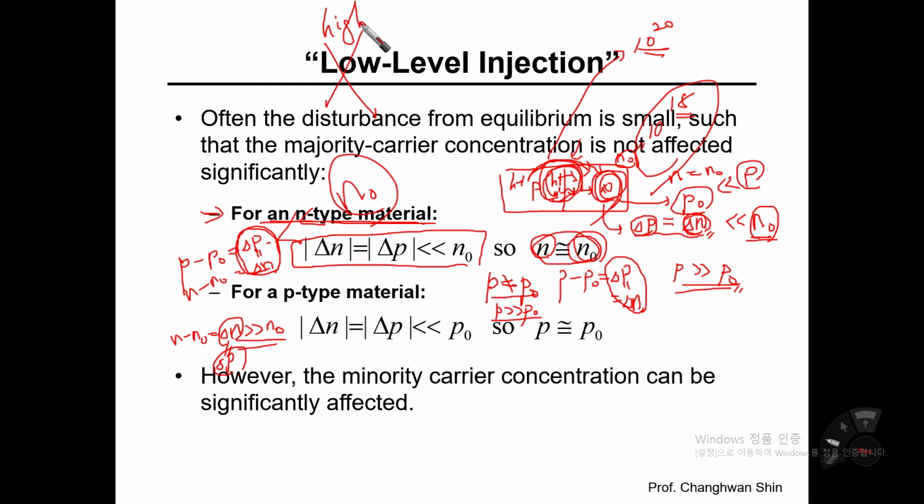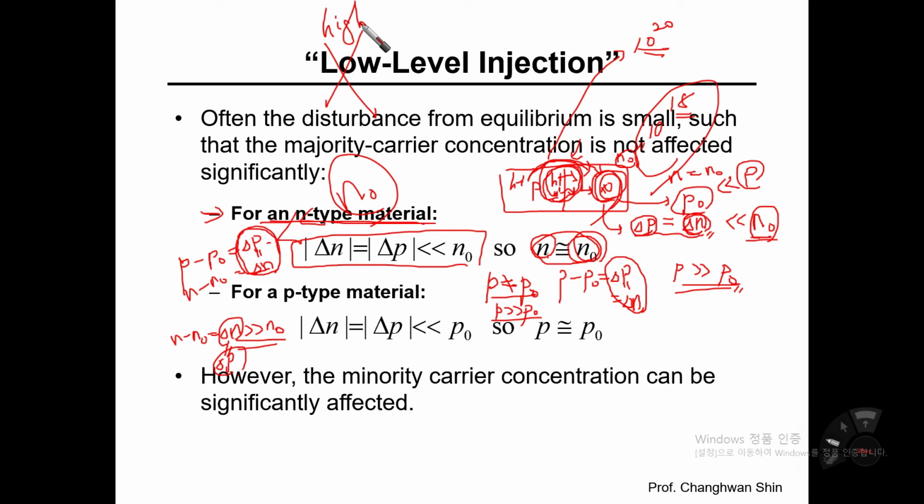Then we can say that instead of low level injection, that is high level injection. So before injection or after injection, if the majority carrier concentration is not affected a lot, then we can say that this injection is low level. However, if before and after the injection the majority carrier concentration is affected a lot, then this injection is high level.